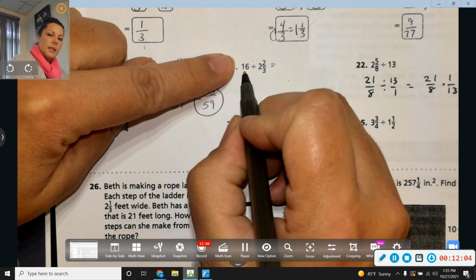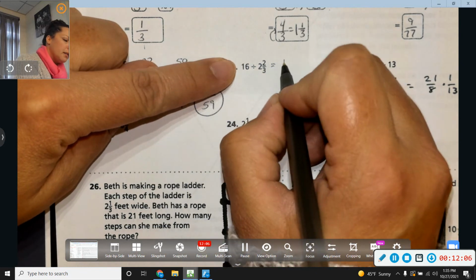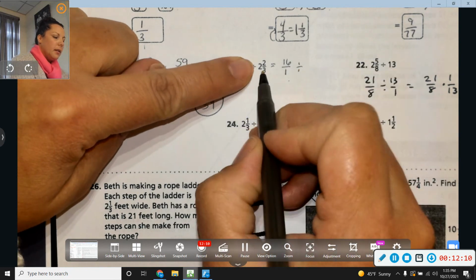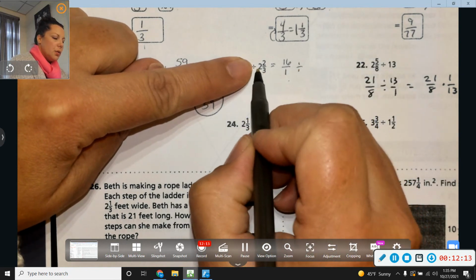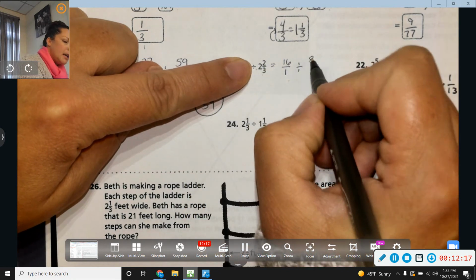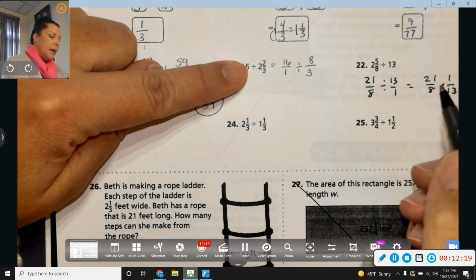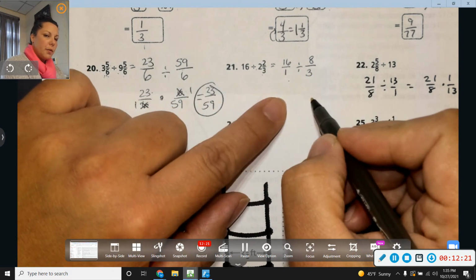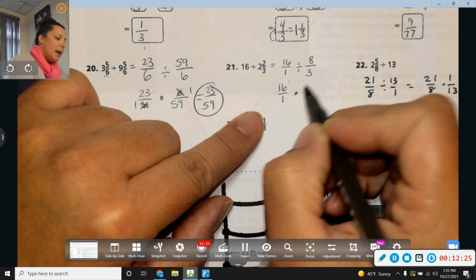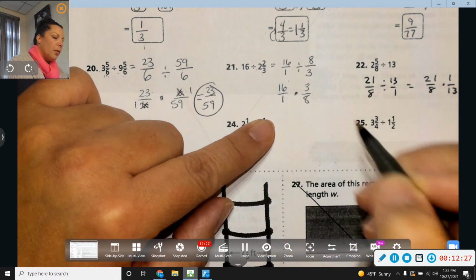Okay, 16. Make that a fraction. 16 over 1. I'm still dividing. I have to wheel this. 2 times 3 is 6. Plus 2 is 8 over 3. Now I keep, change, flip. Keep my 16 over 1. Change to times. Flip to 3 over 8.